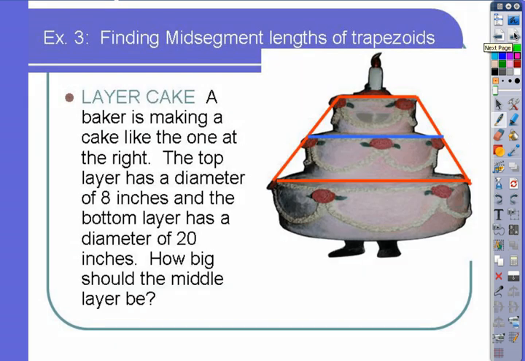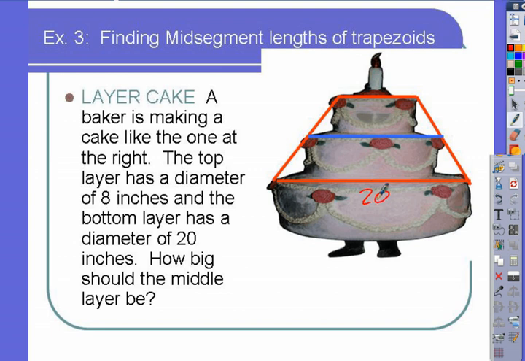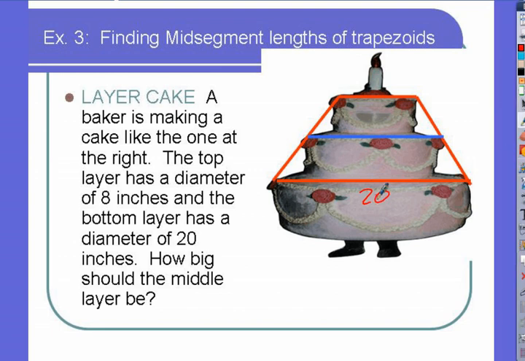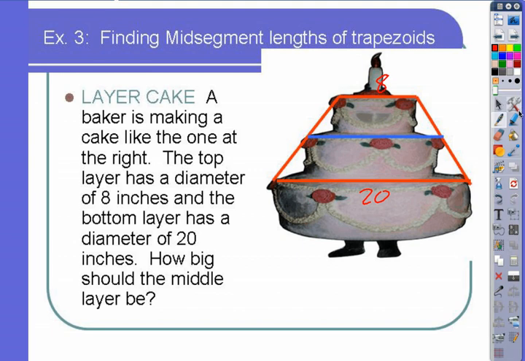Say you wanted to make a cake so that it looked good. So the profile of the cake, if you looked at the tiers of the cake, the different layers, they lined up. They just weren't random. They lined up in a nice trapezoidal shape. Well, if we knew, for example, that the diameter of the bottom layer was 20 inches, and the diameter of the top small layer was 8 inches, then what would we want the diameter of that middle layer to be if it's going to be a trapezoid?